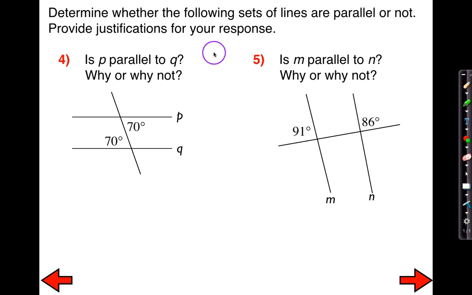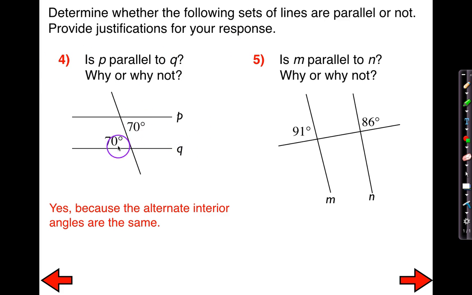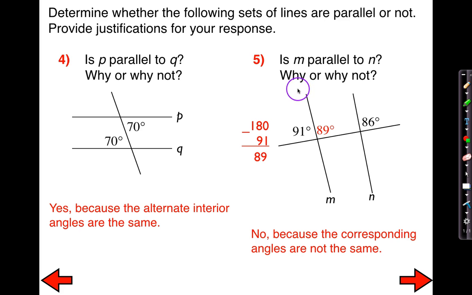Okay, so let's see how we did. Hopefully you said that number 4, P and Q are indeed parallel, because we'll notice that alternate interior angles are congruent. For number 5, hopefully you said that they are not parallel, because if you solved, you would find that corresponding angles are not congruent. You'll notice that this angle here corresponds to this angle. They are not the same. So for those reasons, they are not parallel. Because if they were, again, corresponding angles should be congruent.